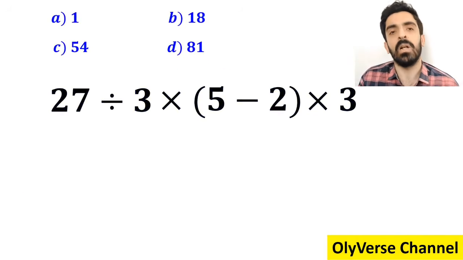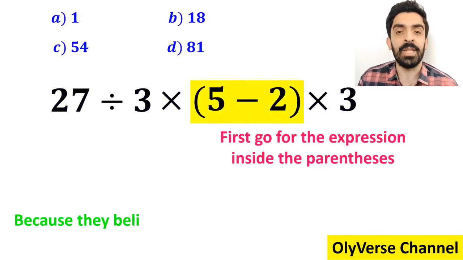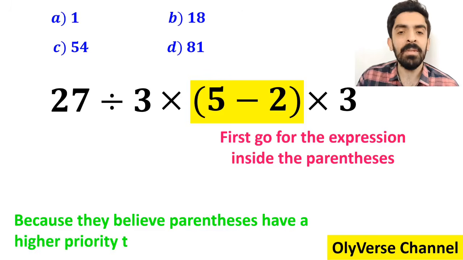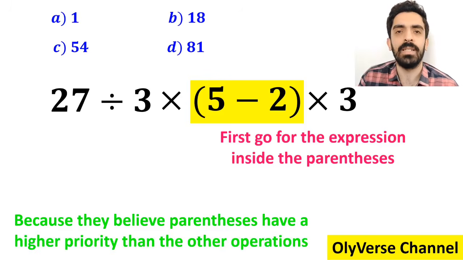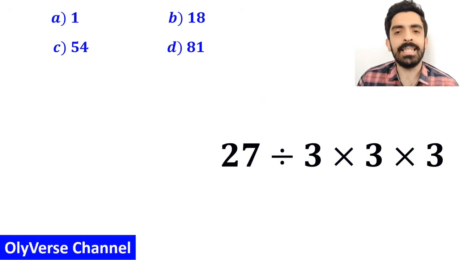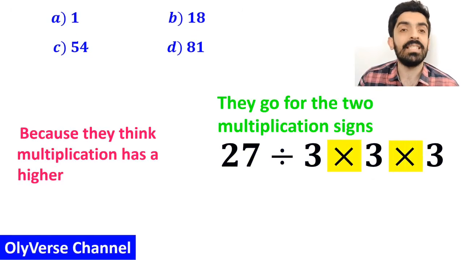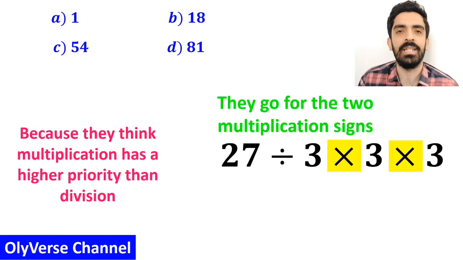Many people, when trying to solve this question, first go for the expression inside the parentheses because they believe parentheses have a higher priority than the other operations. So, they simplify this expression to 27 divided by 3 multiplied by 3 and again multiplied by 3. And the next step, they go for the two multiplication signs that I've highlighted in yellow because they think multiplication has a higher priority than division.